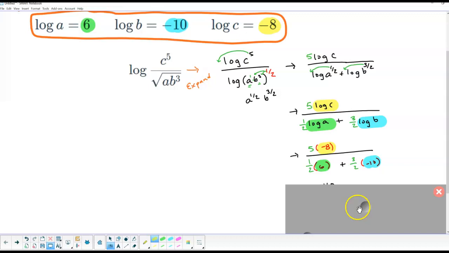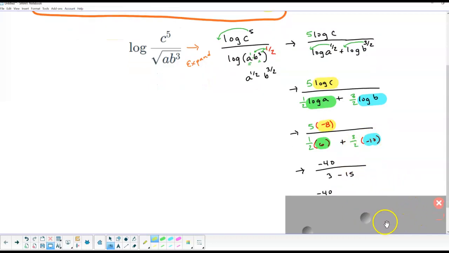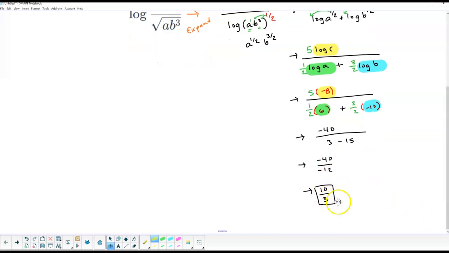And now it's just an algebra problem that you need to simplify. So 5 times negative 8 is negative 40. Down below, half of 6 is 3. So I think of this as 3/2 times negative 10 over 1. So 3 times negative 10 is negative 30, divided by 2 is negative 15. And then we get negative 40 over negative 12, which reduces down to my final answer of 10/3. So that's what you're going to do for one of the assignments here in Delta Math: expand, get it to the spot where you know the singular logs, and then plug in their values and simplify.